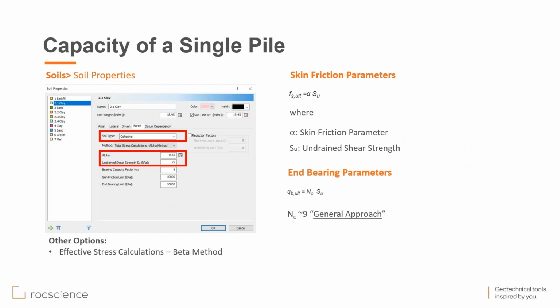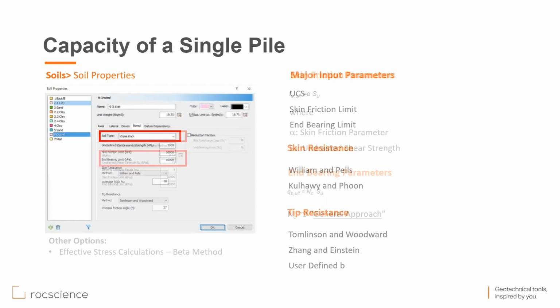For cohesive soils, the alpha method is used, though the beta method can be used as well. So here's a quick reminder of what we have used for the skin friction parameters and the end bearing parameters. For the end bearing capacity factor Nc in cohesive soils, a general approach of 9 is used. We have underlined general, and you should be aware that this is a general approach and may not always be the optimum parameter to choose.